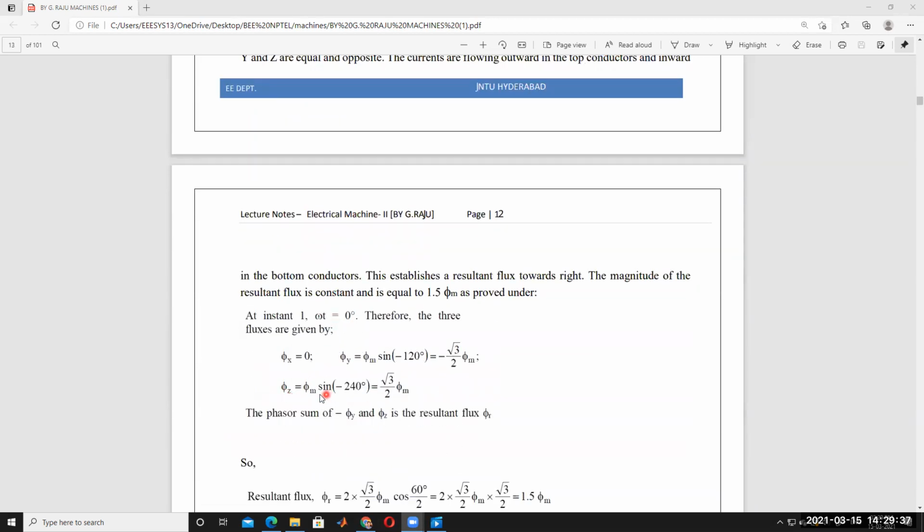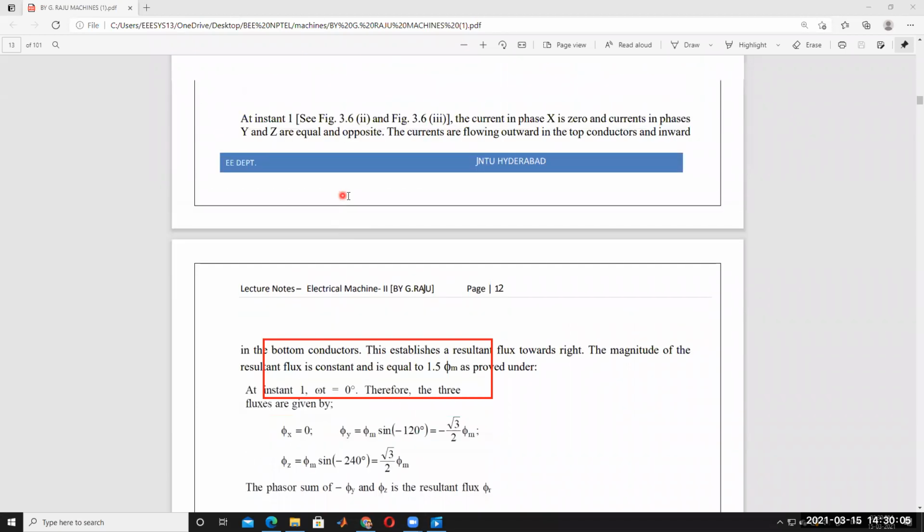So then we will get φz = φm sin(ωt − 240°), that is, √3/2 φm. Understood? So these are the three different types of phases. At a particular instant, ωt = 0. Understood? It's clear. At ωt = 0, we have to find the resultant flux, by substituting ωt = 0 in these equations.